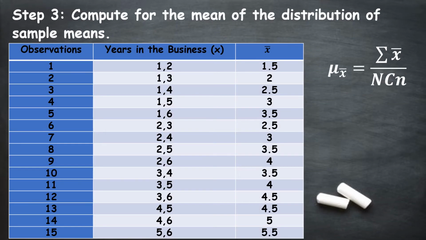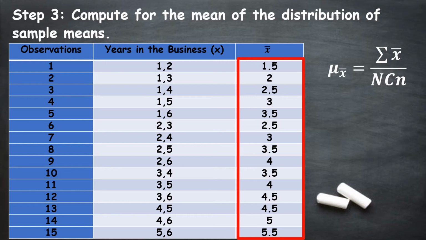Next is to compute the mean for this sample, and the formula that we will use to get the mean is the summation of the sample means all over the combination of n taken n, or simply the number of observations in this given table. To solve for the sample mean, we must identify first the mean for each sample, wherein you add those two numbers and you divide it by 2.